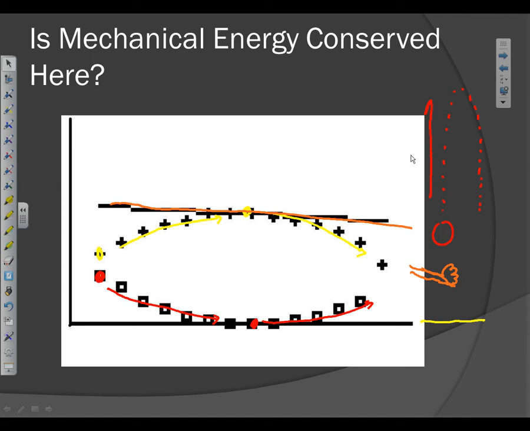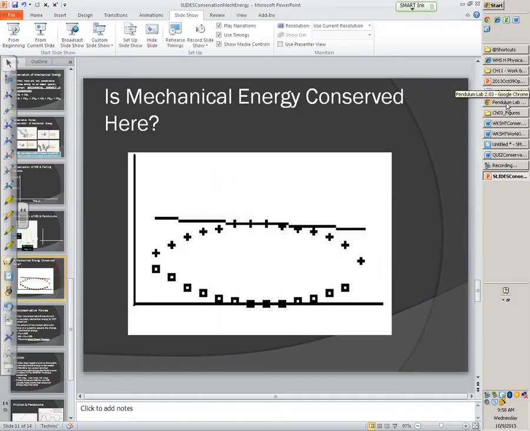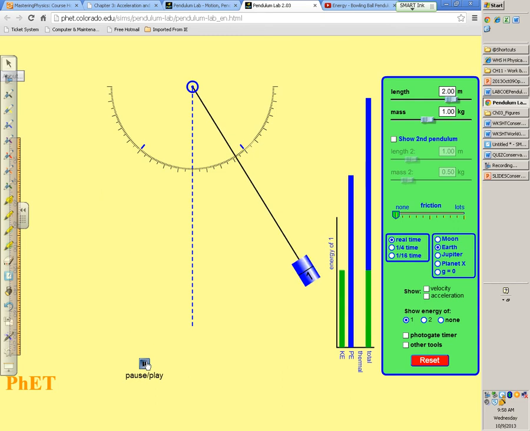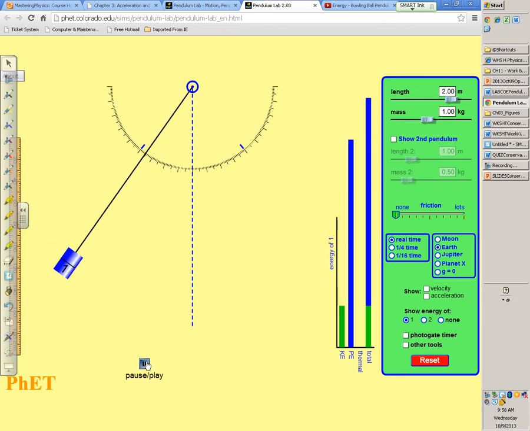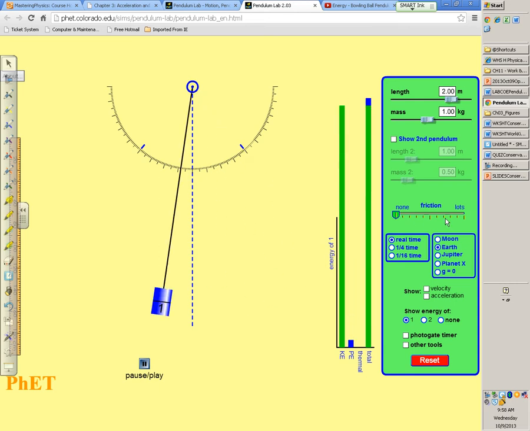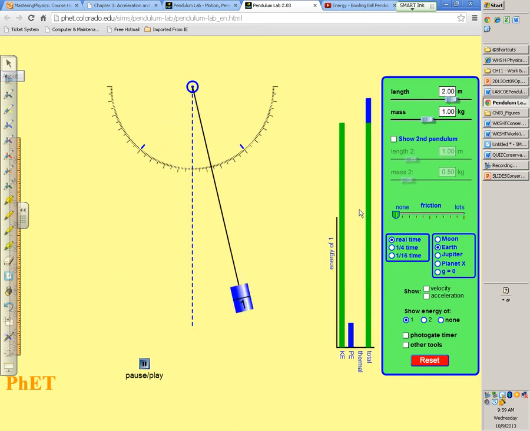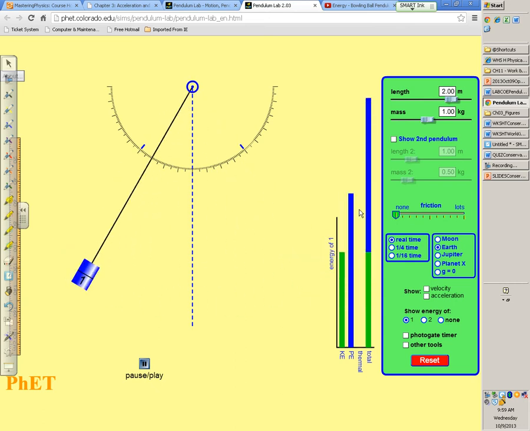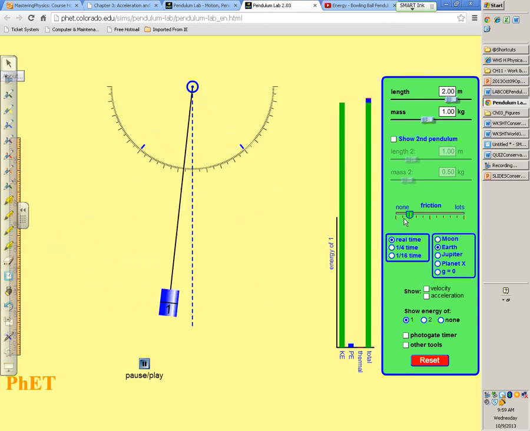Same thing happens with this pendulum. So there's the pendulum. And it goes like this, and it goes like this, and it goes like this. But if you look over here on the side, there's a little slider bar that says friction. And right now it's set at how much friction? None, right? Is that the real world? No. It's not the real world. So let's increase the friction a little bit.